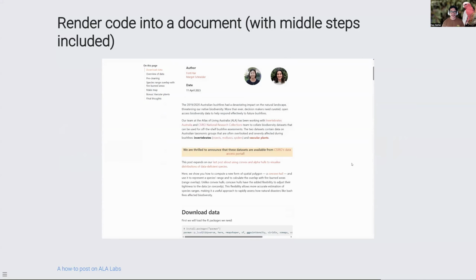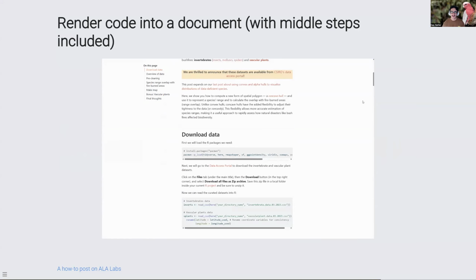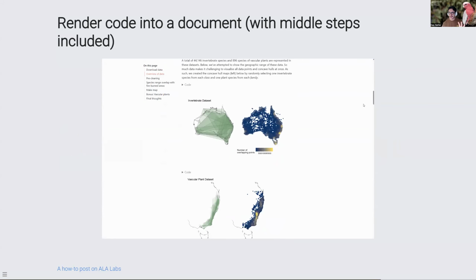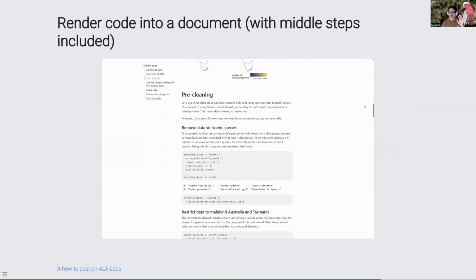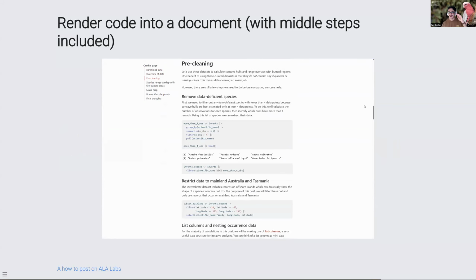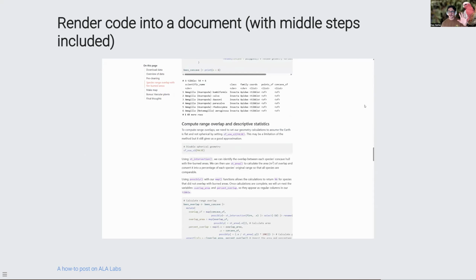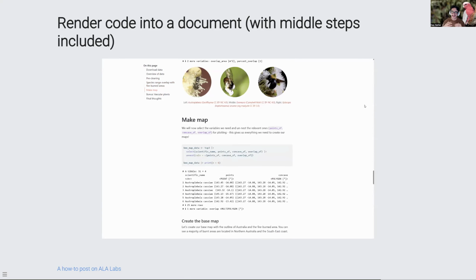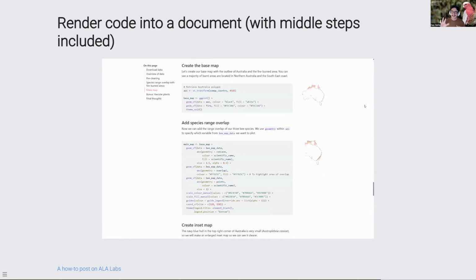I think that it's good to render your code into some sort of output with your middle steps included. So here is an example of an ALA Labs article. As I said, it shows you something, you go from downloading data all the way to the analyses. And what you'll notice as you scroll is that these middle steps, where the data frame isn't the final data frame, but it's a middle step and you can see what the output is meant to look like. That's included as well.